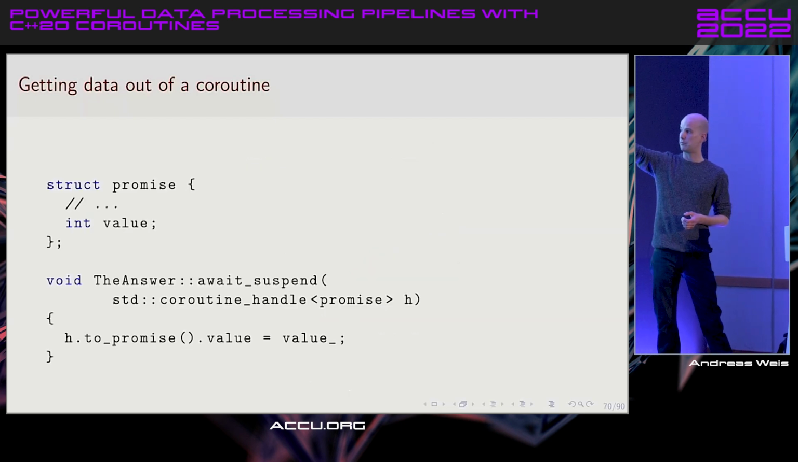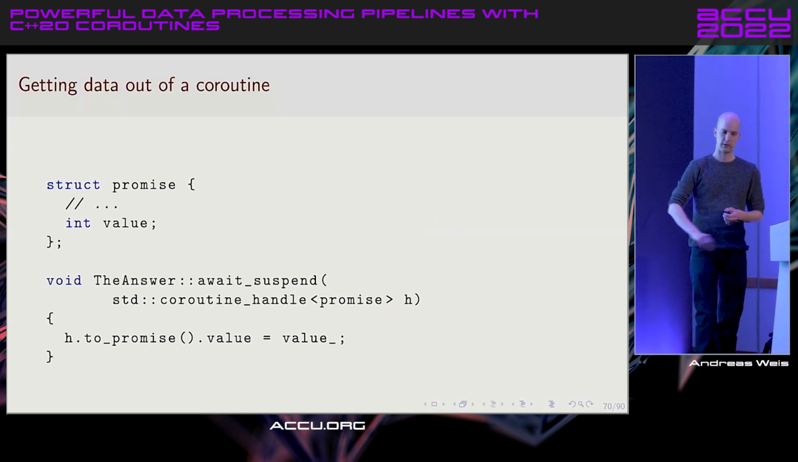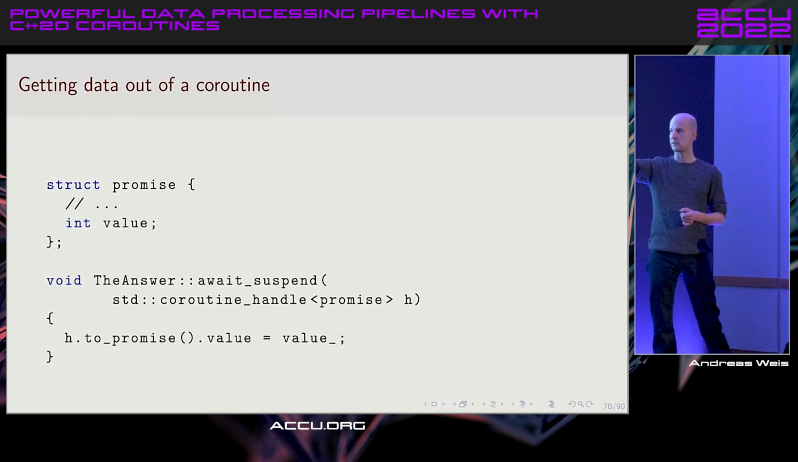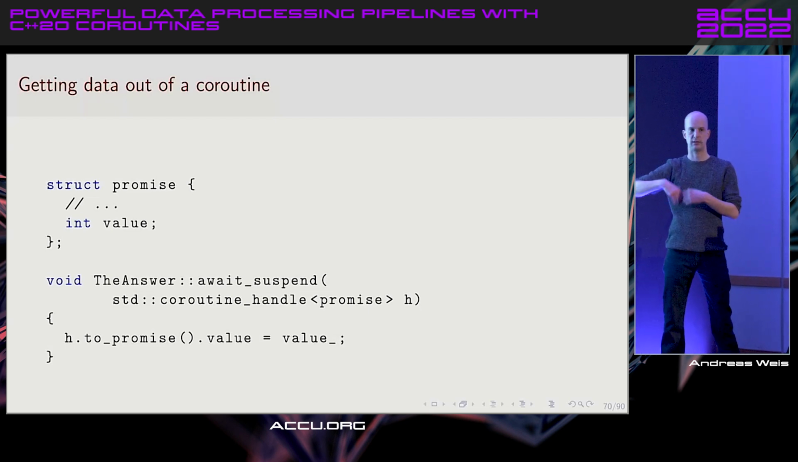From the awaitable, await_suspend is my route to the coroutine handle, right? Because await_suspend, when it's invoked, gets passed the coroutine handle as a parameter.